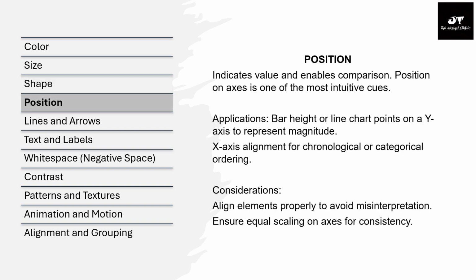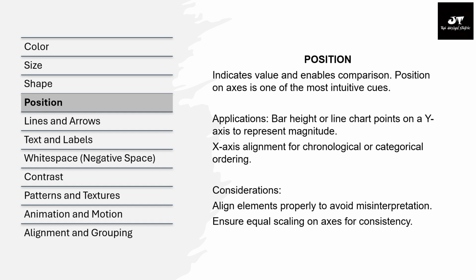The fourth listed cue is position. Position is one of the most intuitive visual cues for comparing data points. The position of an element along the X or Y axis reflects its value, making it easy to see trends and differences. For example, the height of bars in a bar chart represents the magnitude of a variable, while points along the y-axis in a line chart show the value of data at specific time intervals.